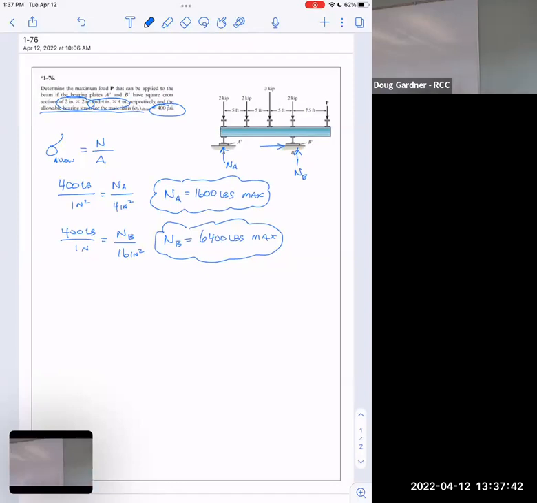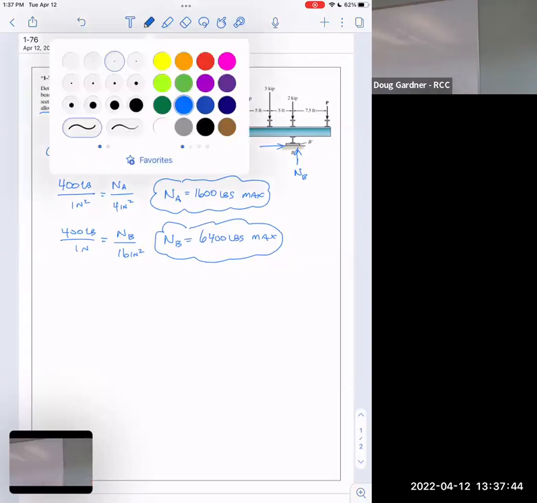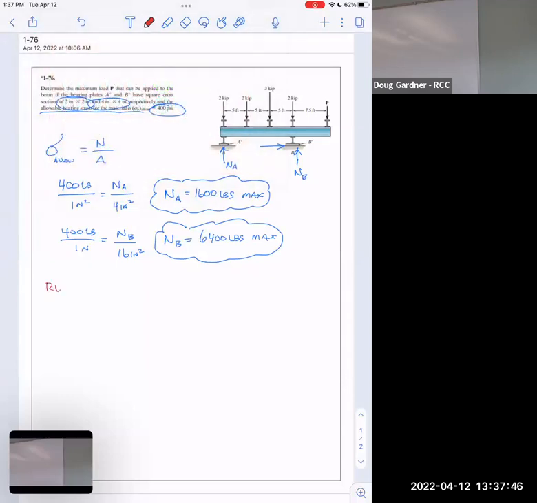Okay, cool. Well, let's now go do what we've done before, which I think is a very good thing to delineate in your notes. Reactions at A and B.